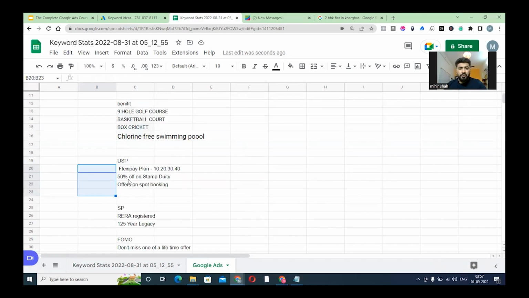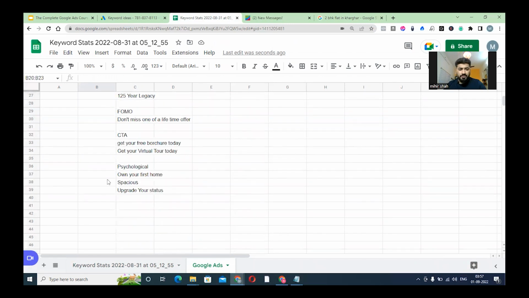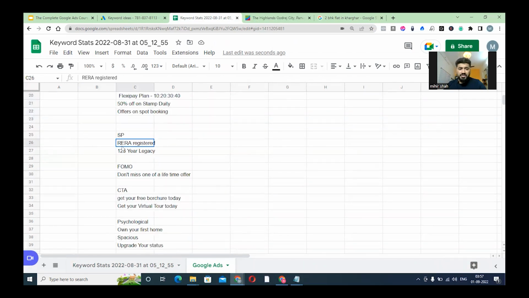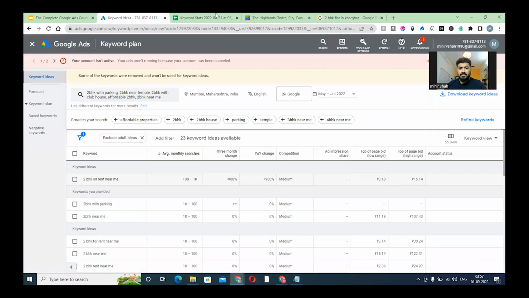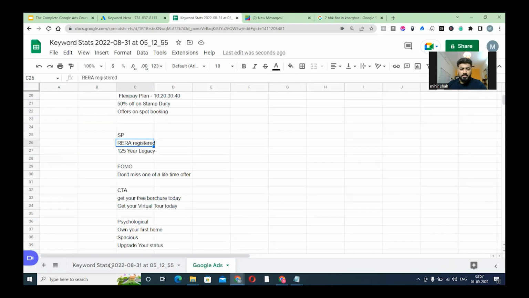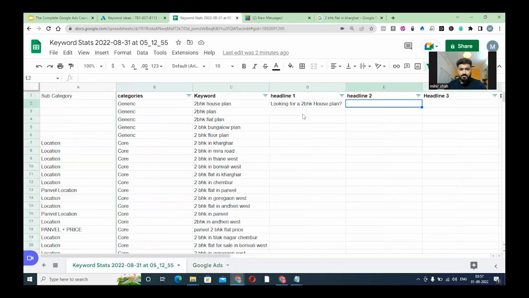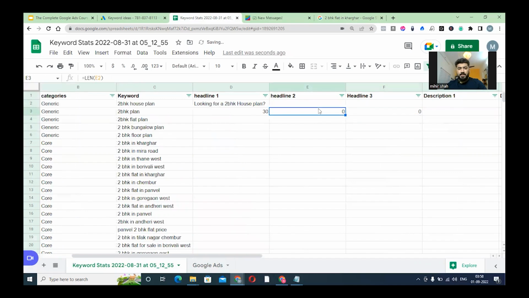So what you can talk about is your social proof here, which is, A, it is RERA registered, or a 125-year legacy. So let's talk about RERA registered. So here what I can do is headline 2, and I'm going to keep the length formula in place so that we know that we are not exceeding anywhere. All right. So, looking for a 2 BHK. So now we are giving them a flow.